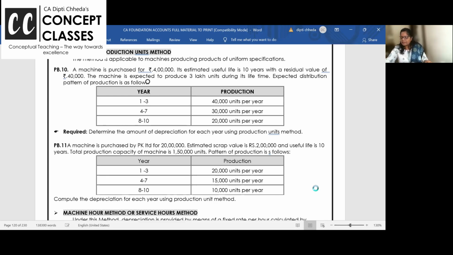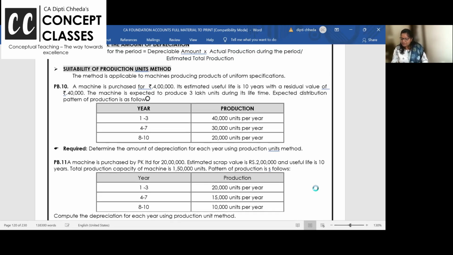What is your rate of depreciation per unit? You have to calculate it, and then proportionately calculate the depreciation. So 4 lakh minus 40,000, so 3,60,000 you have to write off for 3 lakh units. Write it down, do it in 2 minutes, you can do it.